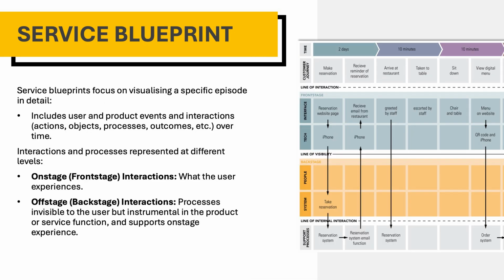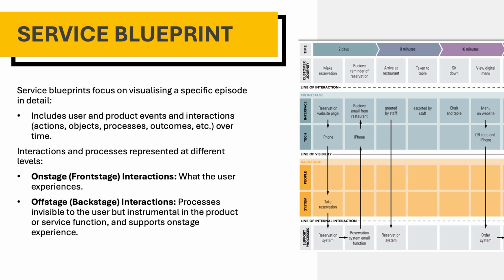In terms of the content of a service blueprint, they focus on visualizing some specific interactions as part of an episode at a high level of detail. What makes up the service blueprint is user and product events and interactions that occur over time. These can be specific actions that a user might take, the objects they're interacting with, the processes involved, and the outcomes that happen as a result of interactions. These interactions and processes are represented at different levels, and this is really one of the most effective aspects of a service blueprint. They represent interactions that are salient to the user and those that are happening behind the scenes.